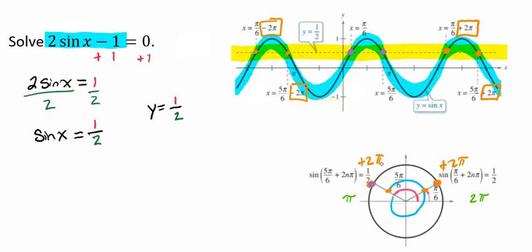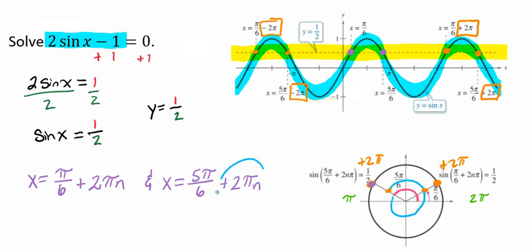So when we write our final answer, what we're going to put is that x equals pi over 6 plus 2 pi n, and that x also equals 5 pi over 6 plus 2 pi n. And you'll always have these plus 2 pi n's there.